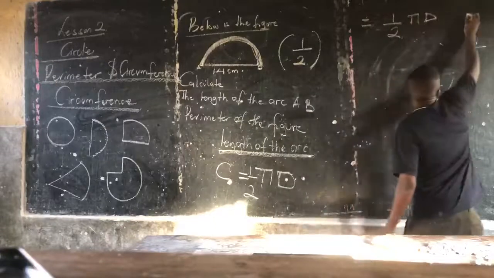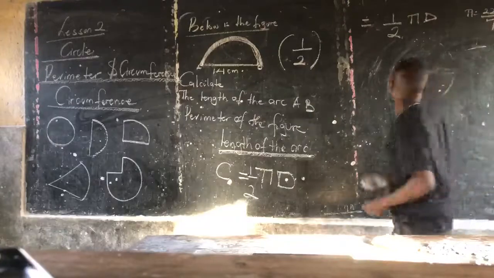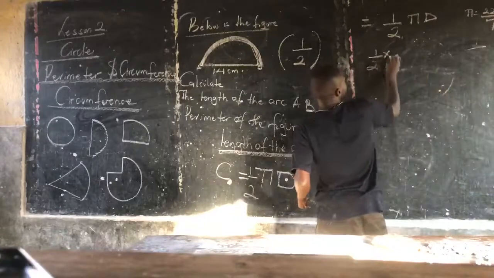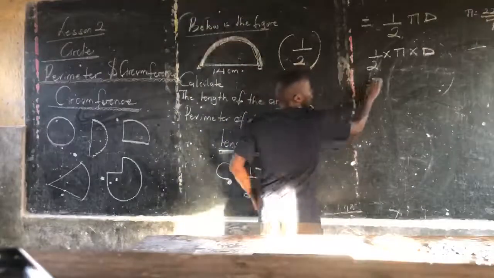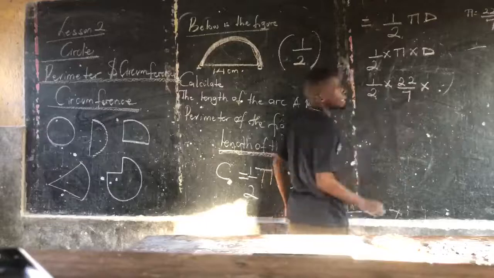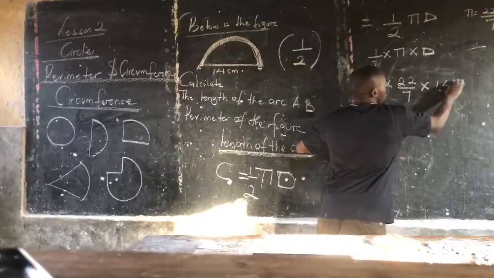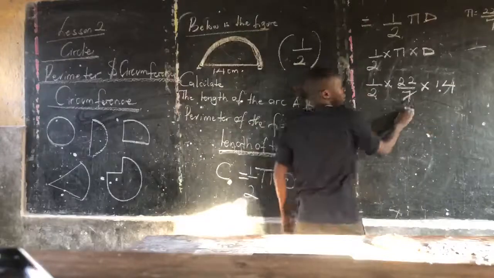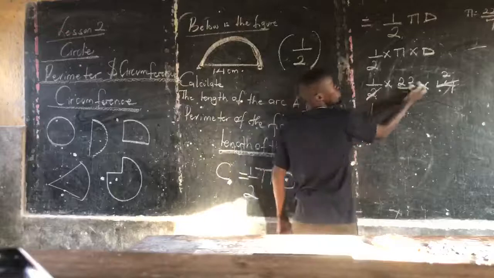We shall use pi as 22 over 7. Are you getting me? So a half times pi times the diameter. Are we there? So a half times pi, which is 22 over what? Over 7, times the diameter. What's our diameter here? It is 14. So 7 once by 7, 2. Are we there? By 2, once by 2, 11.